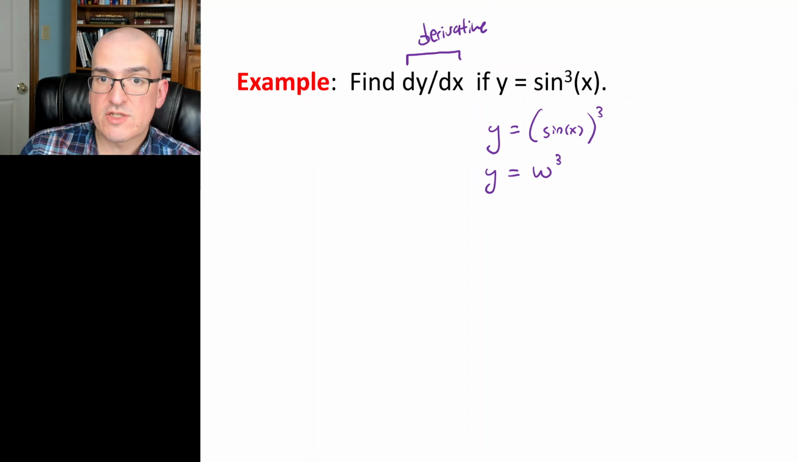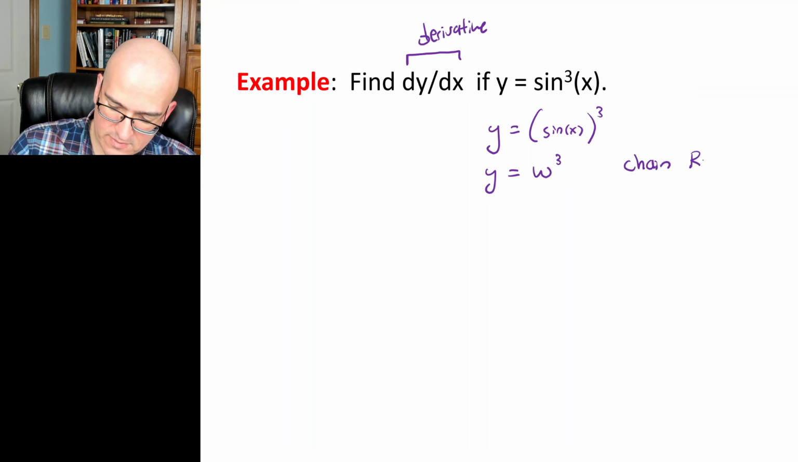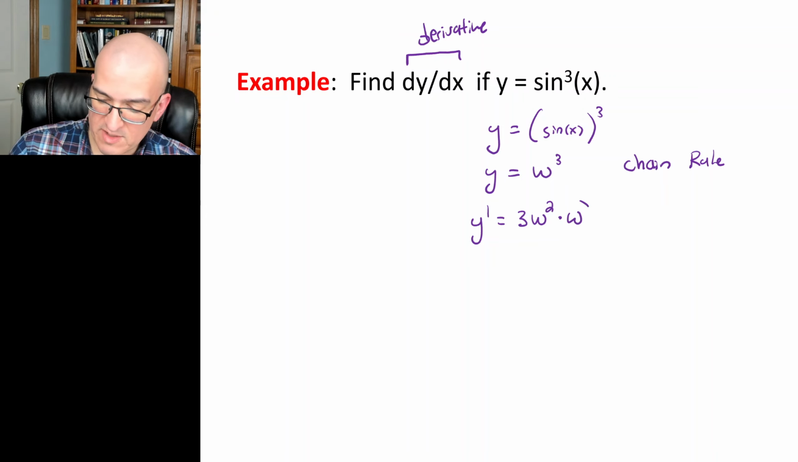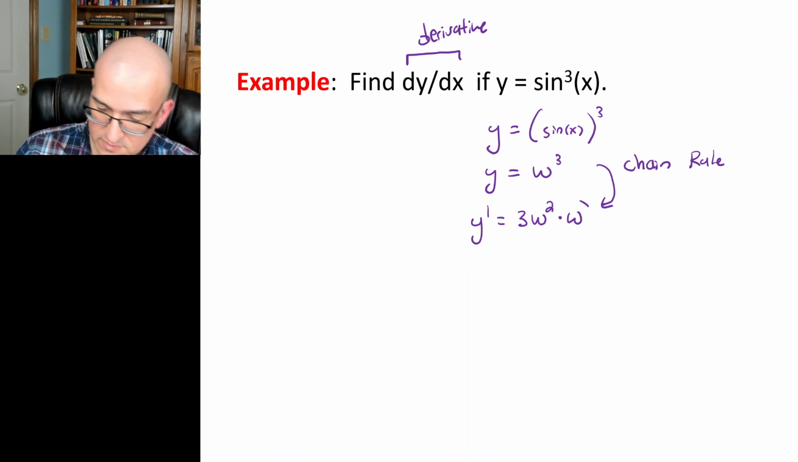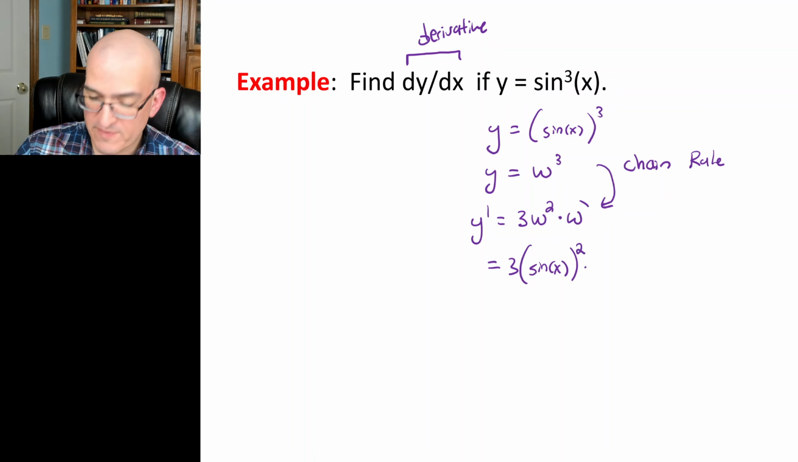So we're going to use that old-timey, old-fashioned chain rule, despite having these newfangled functions. So for a function raised to the power of 3, the derivative is going to be 3 comes down, that function raised to the power of 2 multiplied by w prime. So let's plug in what we have. We have 3 times sine of x all squared multiplied by the derivative of sine of x, which is cosine of x.